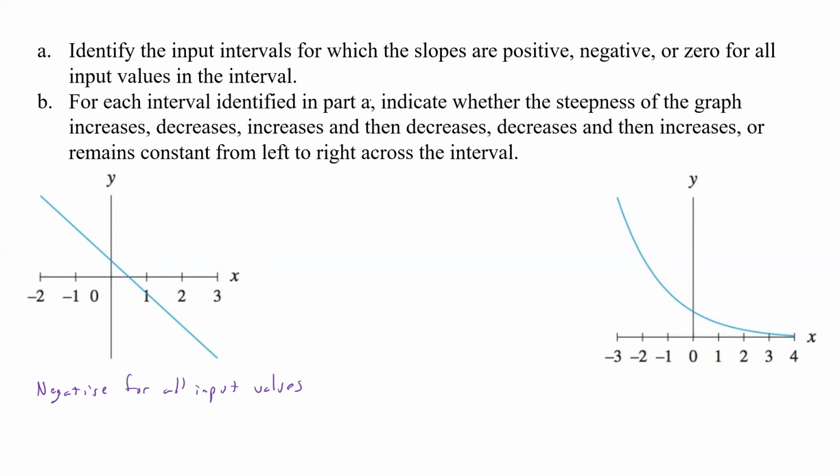Now, maybe we should go ahead and do the rest of it. For each interval identified in A, indicate whether the steepness of the slope increases, decreases, increases and then decreases, decreases then increases, or remains constant. Well, that looks like a purely linear line, so it better remain constant. Okay, so the slope is always going to be the same no matter what. All right, what about this one? Well, this one going from left to right, it's decreasing the whole way. So it's going to have a negative slope over the whole area again.